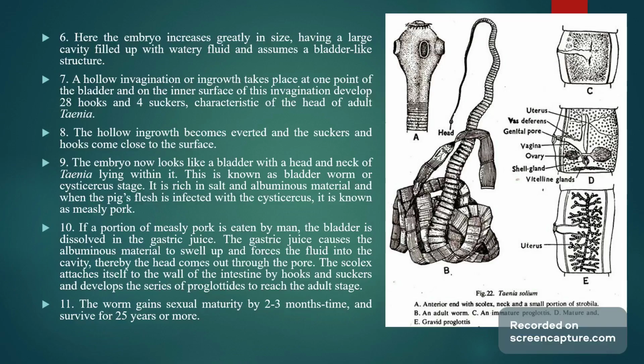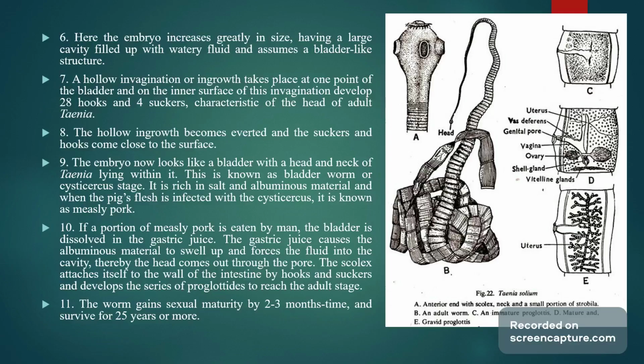This is known as the bladder worm or cysticercus stage. It is rich in salt and albuminous material, and when the pig's flesh is infected with the cysticercus, it is known as measly pork. If a portion of measly pork is eaten by man, the bladder is dissolved in the gastric juice. The gastric juice causes the albuminous material to swell up and forces the fluid into the cavity. Thereby, the head comes out through the pore.